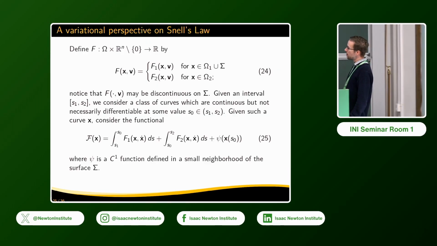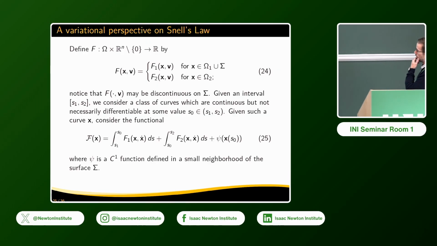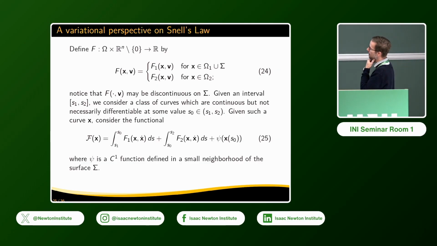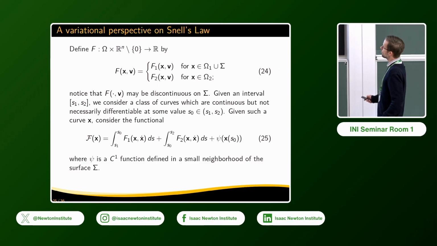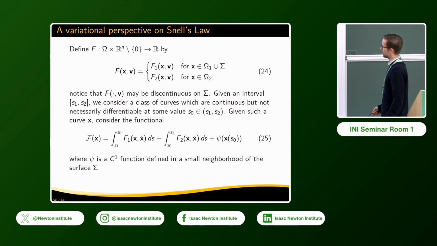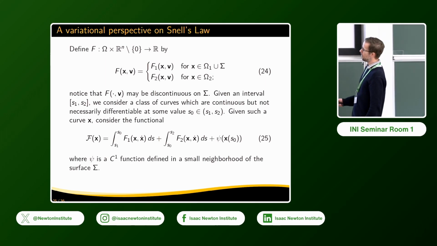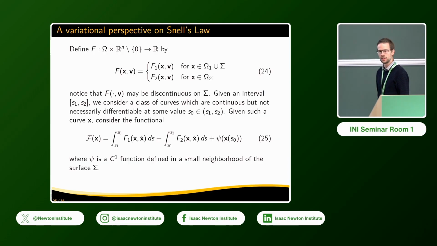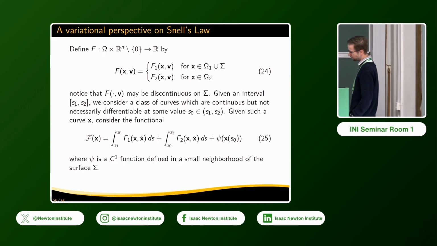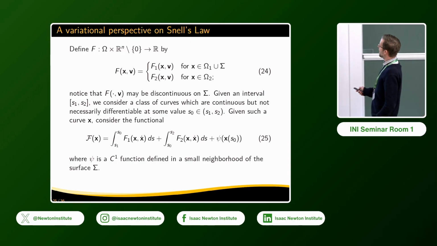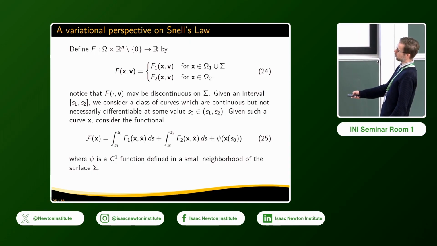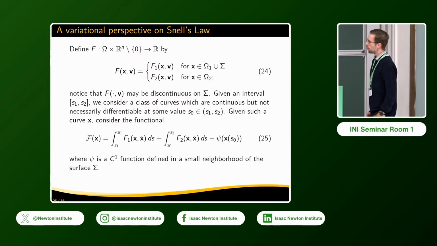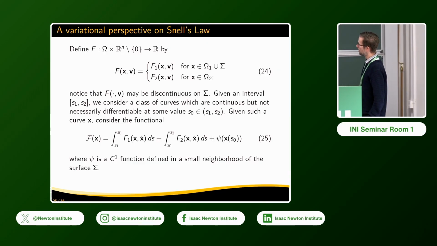Okay, so given such a curve in this admissible class of curves, I want to consider now the following functional, script F, which is going to be defined in the following way. From time s1 to s0, that means I'm basically going to be in this region omega 1, so I want to look at the integral of this function f1. From s0 to s2, that means I'm basically going to be in the second region, so I'm going to look at the integral of f2. But now again, I'm introducing this phase function.